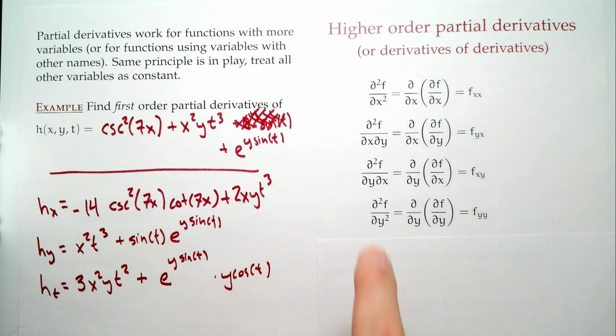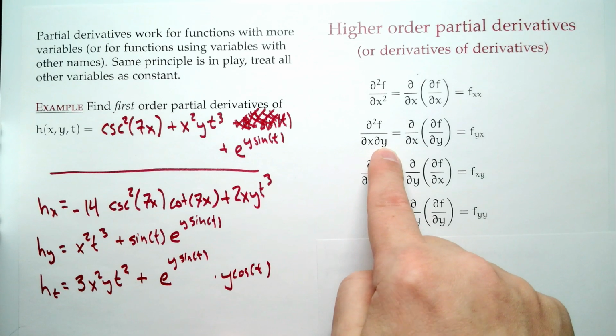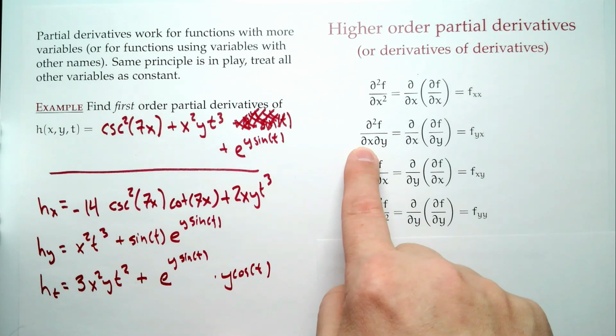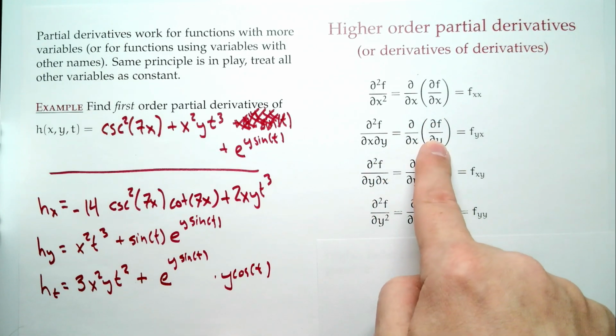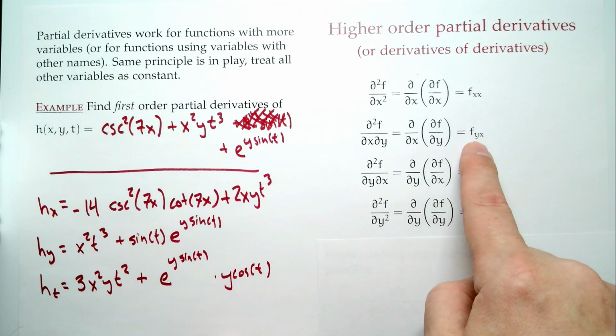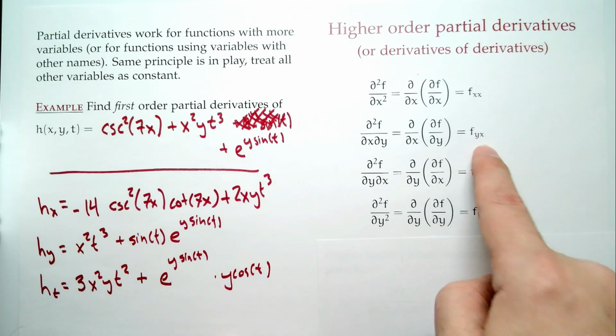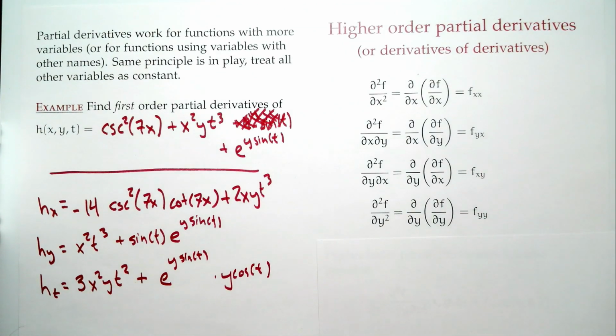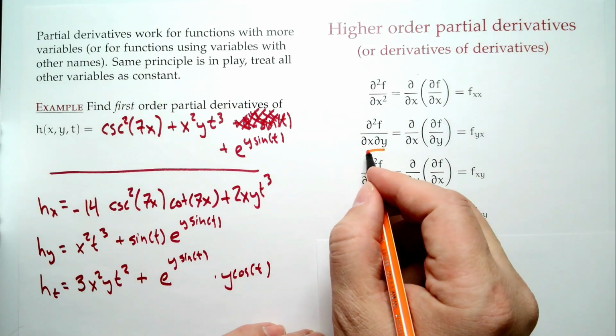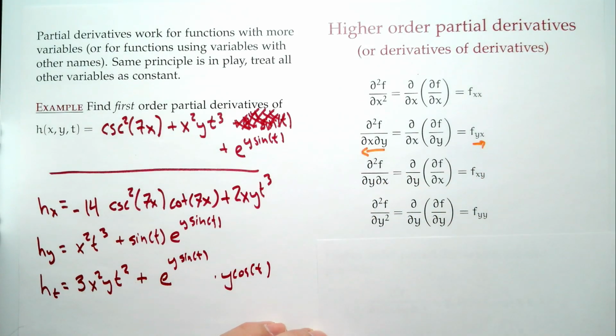Or you could say partial squared f, partial x, partial y. Well, that says take the derivative with respect to x of the derivative with respect to y. Now, how's the subscript notation? fyx. Now, you might say, whoa, wait a second. These seem to be going in opposite directions. And you are correct. One of them goes left to right, one of them goes right to left. Why? Well, we like to confuse people. No. There's sort of an idea of an order of operations, which one comes first.